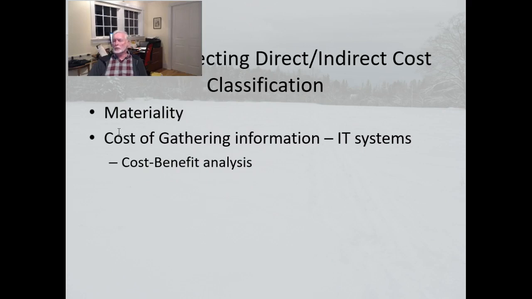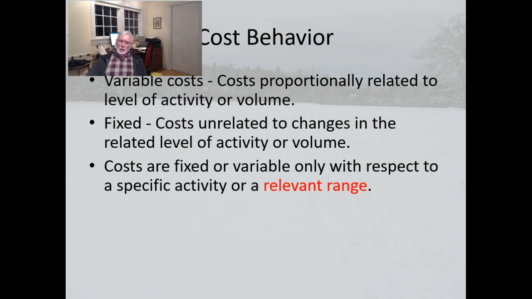The other thing that happens with cost-benefit analysis is that as information processing gets more efficient, we may find something that used to be too expensive to track from a cost-benefit standpoint becomes easier to track, and we may start tracking it.